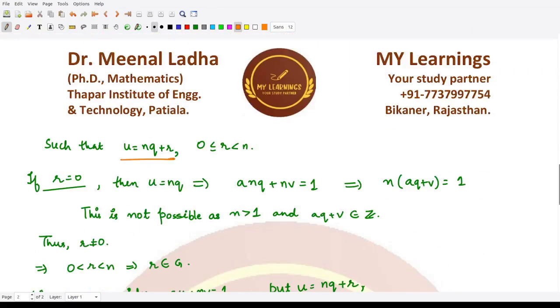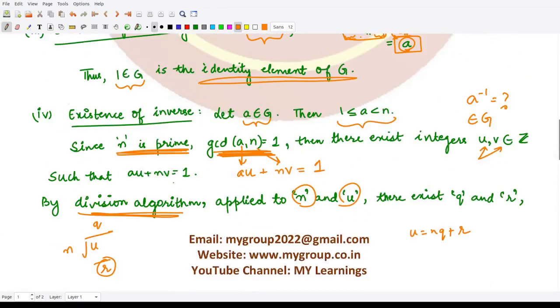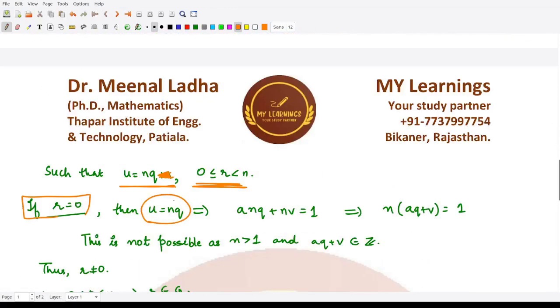So u is equal to nq plus r, where again the remainder lies between 0 and n, and it could also be equal to 0. What if it is equal to 0? If it is equal to 0, then we would not have this term, so we would have u is equal to nq. You can substitute the value of u is equal to nq here in place of u, so that you would have nq plus nv is equal to 1. You can take n common from these two terms, so it would be this.